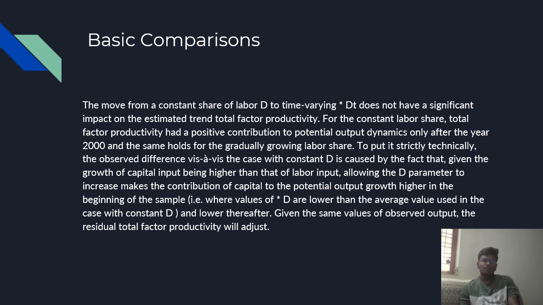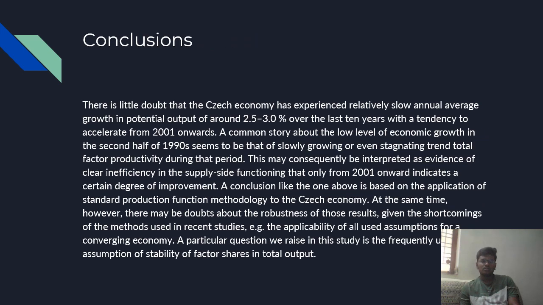For the constant labor share, total factor productivity has a positive contribution to potential output dynamics only after the year 2000. The same holds for the gradually growing labor share. To put it strictly technically, the observed difference versus the case of a constant share is caused by the fact that, given the growth of the capital input being higher than the labor input, allowing the parameter to increase makes the contribution of capital to the potential output growth higher at the beginning of the sample. That is where the values of the share are lower than the average value used in the case with the constant share, and lower therefore after, given the sample values of the observed output, the residual total factor productivity.